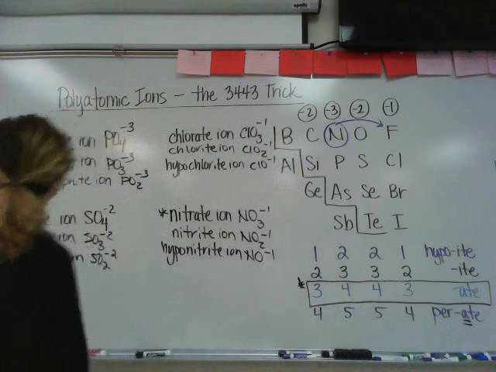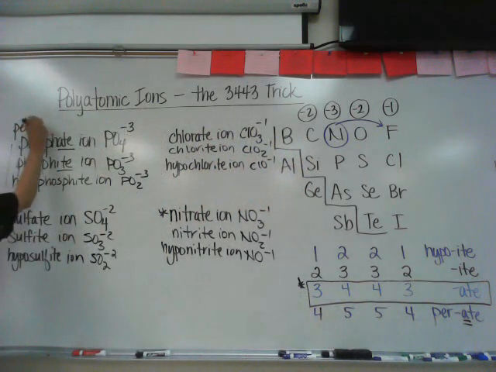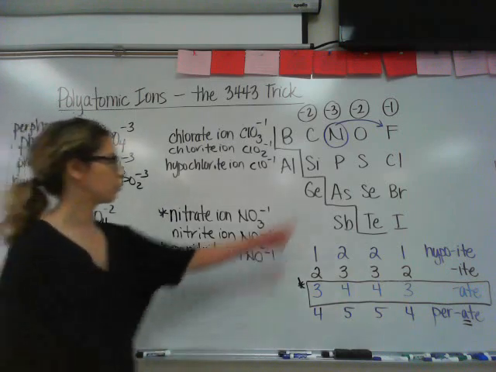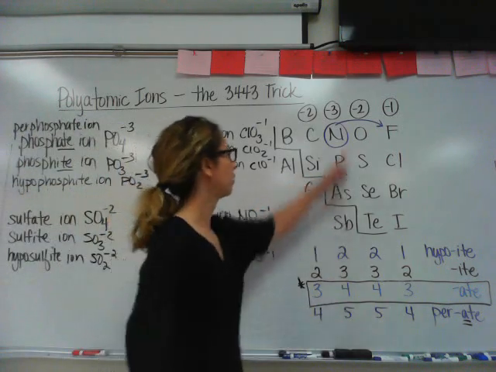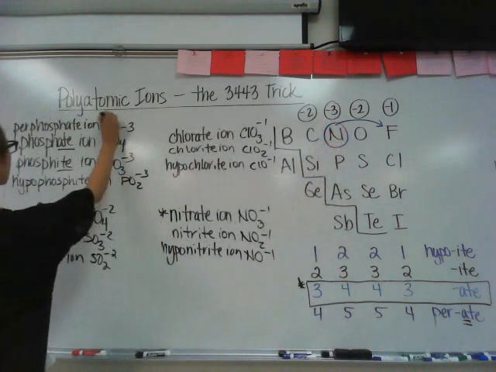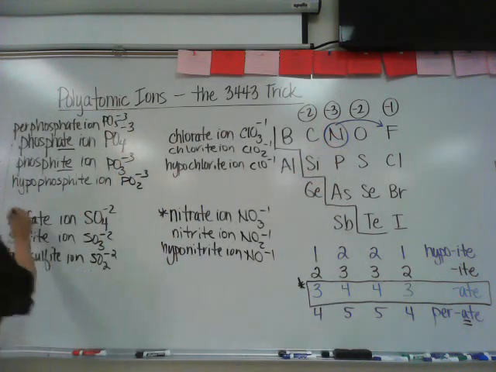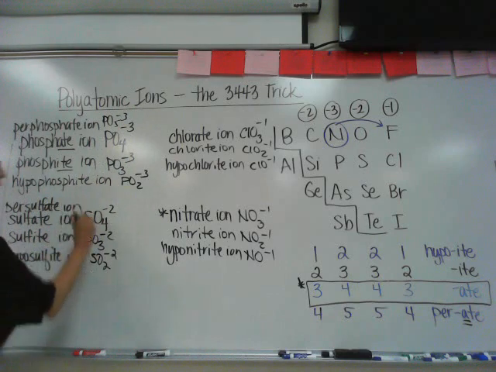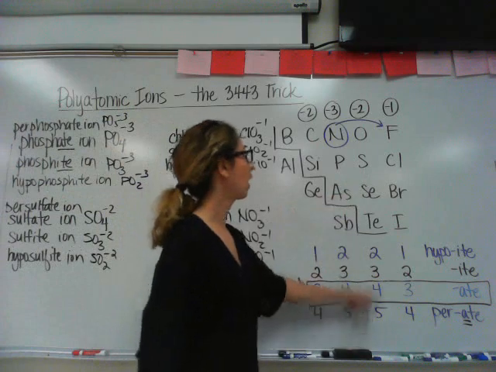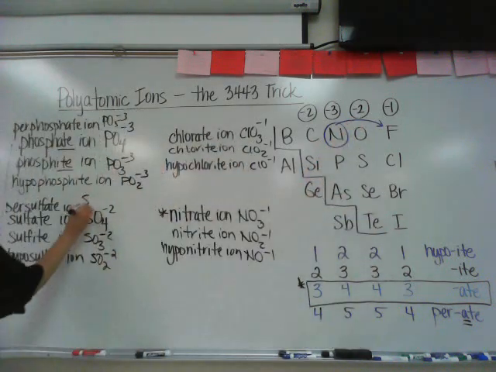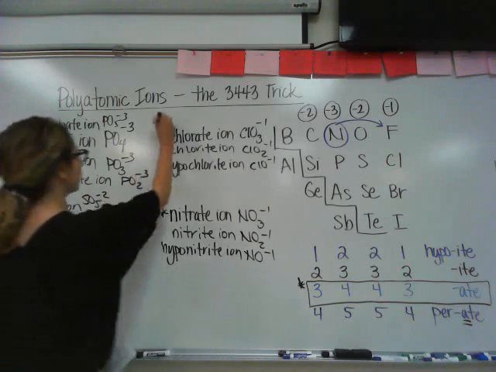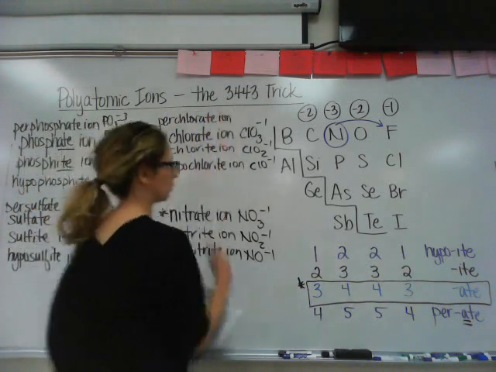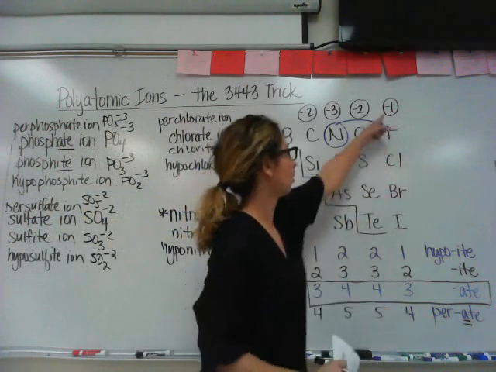So if I want to write the perphosphate ion, then it would be PO5, -3. If I want to write the persulfate ion, it would be SO5, -2. The perchlorate ion would be ClO4, -1.